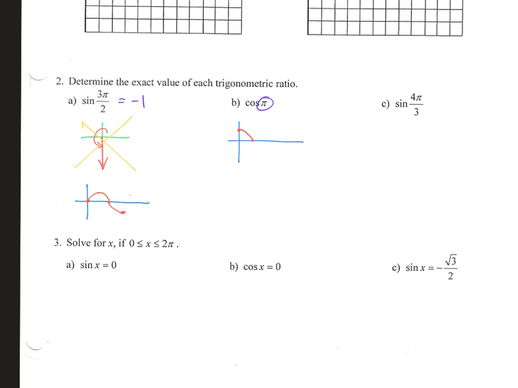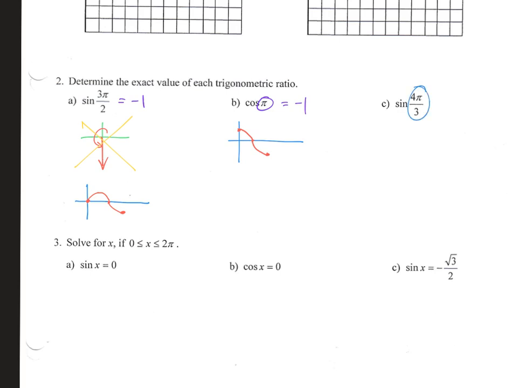Hits my 0, hits my minimum value, there we go. So in A and B, I would be using my trig curves every time to go through and find those values. But now when you take a look at C, you'll notice a different situation.